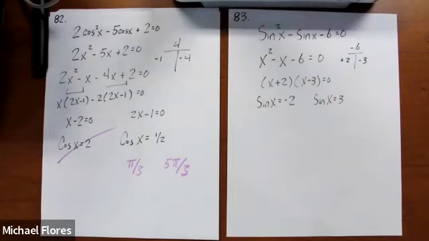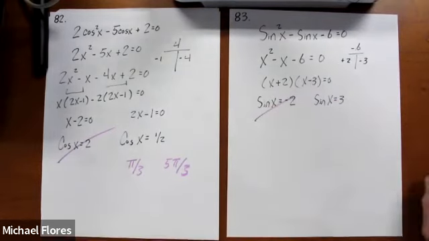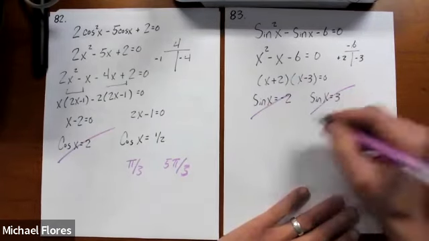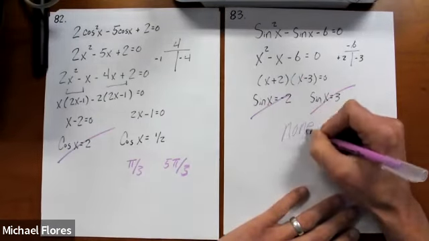Where in our unit circle is sine -2? Doesn't exist. Where in the unit circle is sine 3? Doesn't exist. No answer here.